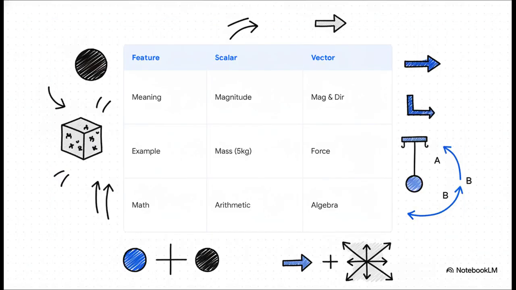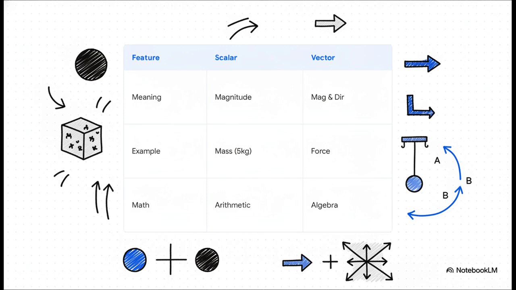And this brilliantly illustrates one of the absolute most critical divides in all of physics, the difference between scalar and vector quantities. Think of a scalar quantity as just a pure number. It's expressed entirely by its magnitude. Take the mass of an object, like 5 kilograms. It doesn't need a direction, right? It's just 5 kilos. But a vector quantity? That requires both magnitude and direction to actually make sense.